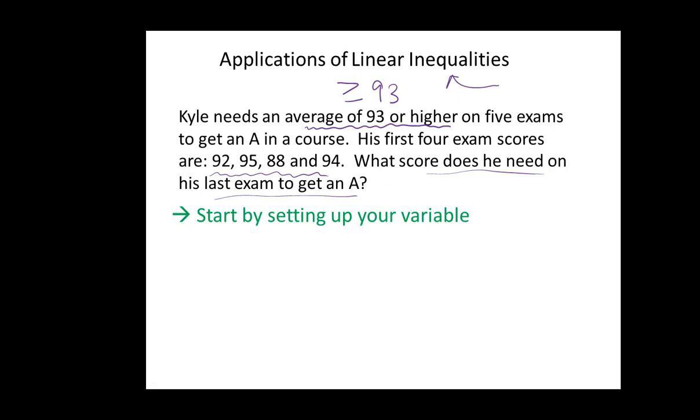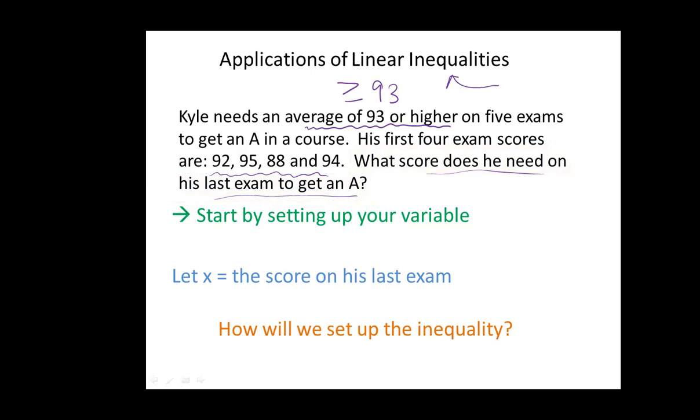So the first thing we want to do is decide what the variable should be. In this case, take a look at the question. What score does he need on his last exam to get an A? That's your clue. That's what we need to use X for. So X will be the score on his last exam. Now we need to think about how we will set up the inequality.